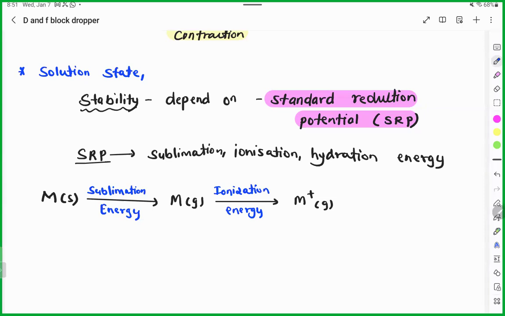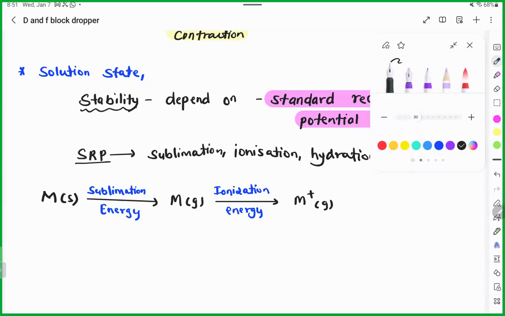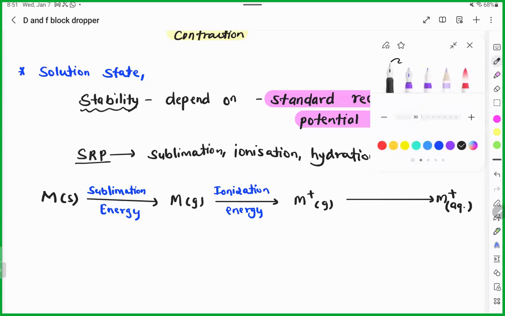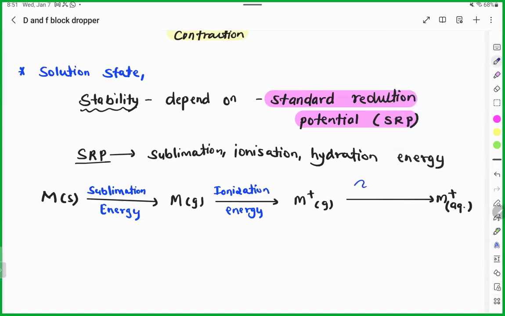Sara, are you there? Yes, sir. So if you convert this ion into the aqueous condition in water, then which energy will be involved in this situation? Hydration energy. That's why when you are converting a solid atom into the ultimate ion in aqueous condition, these are the factors that decide your standard reduction potential.